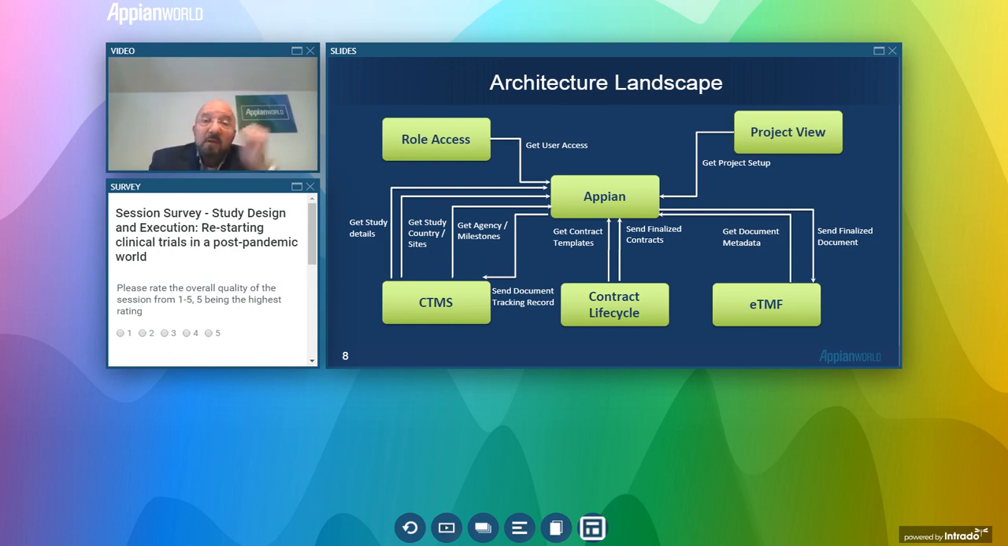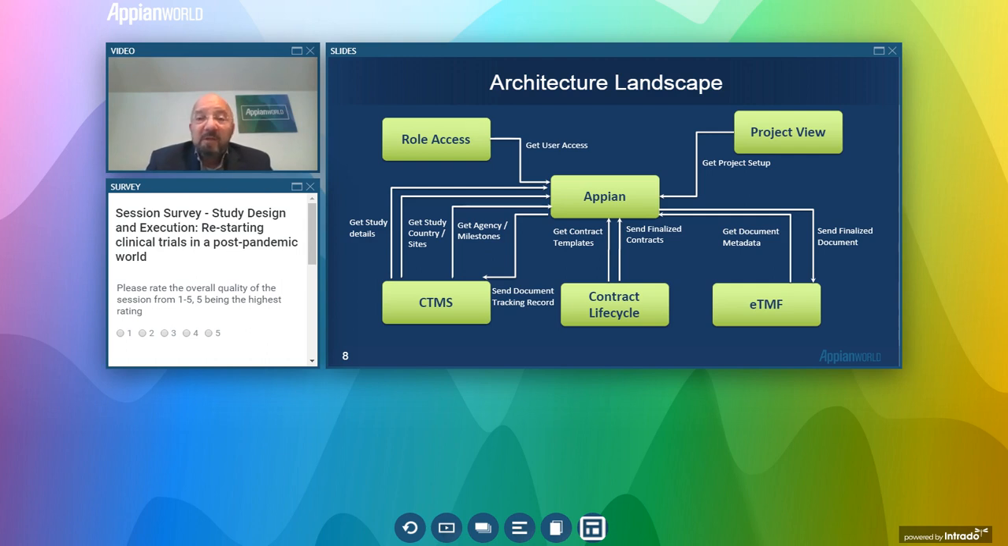And all of that requires the ability to connect on a platform, connect your eTMF data to the roles access to your CTMS, the contract lifecycle aspects of the study management, and all of that connecting to project review and project views. This is where a platform like Appian is required, although you have solid capabilities from a cost perspective that allow you to manage aspects of the study. Getting it all together in one unified environment is critical.